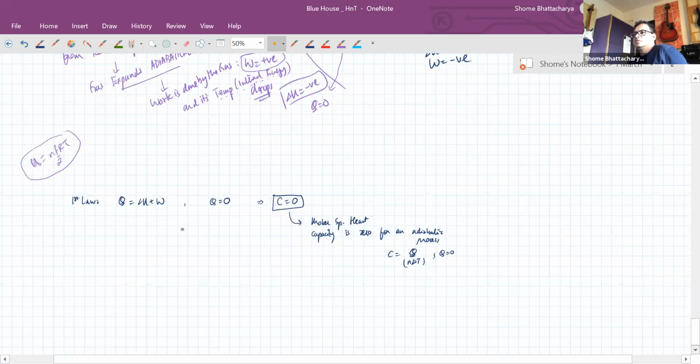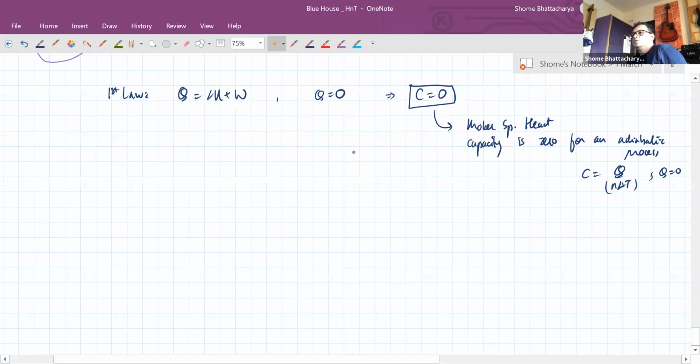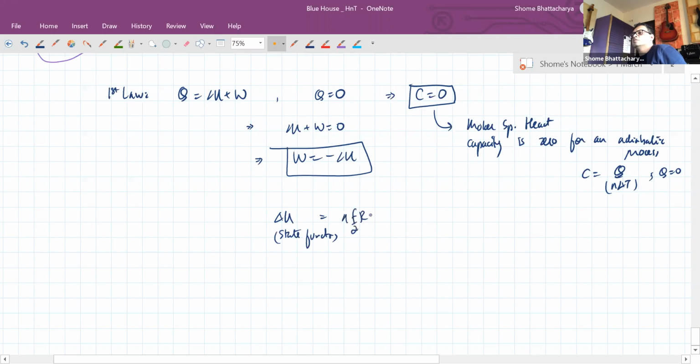So now moving on further, you can see that now Q is equal to 0. That means that delta U plus W is equal to 0. So work done is equal to minus delta U. Now delta U is a state function, so it will always come from the standard formula, nf by 2 R delta T. So therefore W becomes minus nf by 2 R delta T.